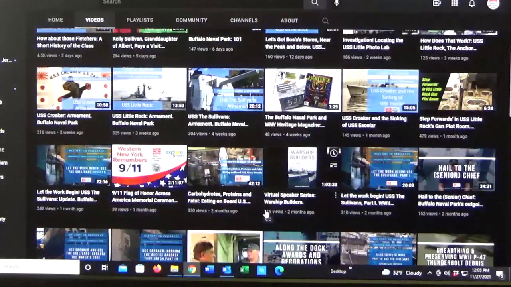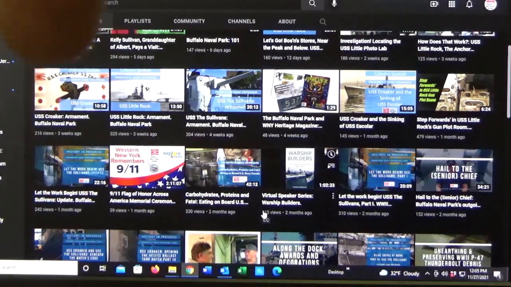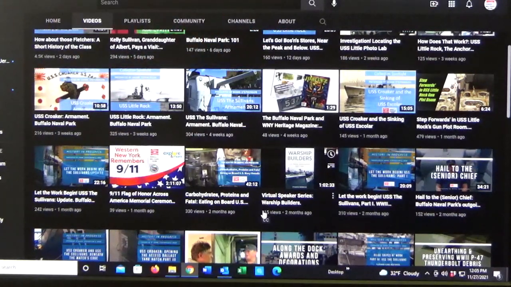Now scrolling through again, you'll see right here on these three, I did a three-part series on the armaments of USS Croaker, USS Little Rock, and USS The Sullivans. So if you're interested in the armaments and the changes, because they were all reconfigured after World War II.